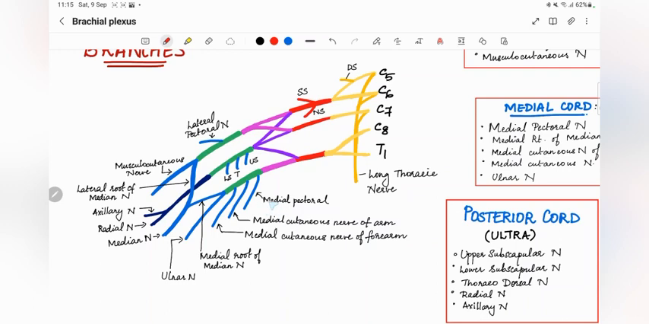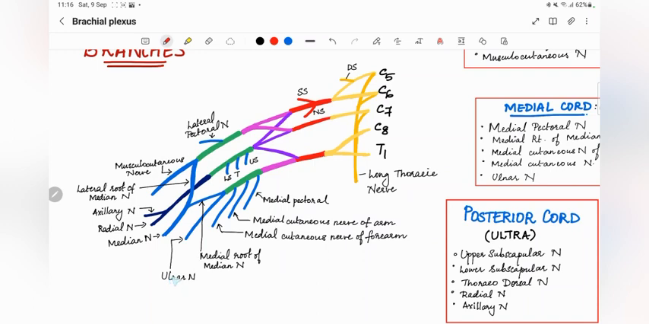The medial pectoral nerve, like the lateral pectoral nerve, supplies the pectoral muscles, that is the pectoralis major and minor. And then the medial cutaneous nerve of the arm and the medial cutaneous nerve of the forearm are both sensory nerves that supply the medial side of the arm and forearm respectively. Then, talking about the ulnar nerve, which arises from the medial cord, it supplies all the intrinsic muscles of the hand except the 3 thenar muscles and the 2 lateral lumbrical muscles, and also supplies the flexor carpi ulnaris and the medial half of the flexor digitorum profundus in the forearm.